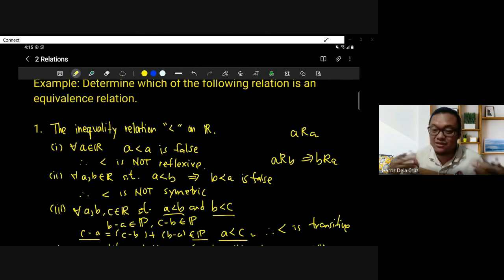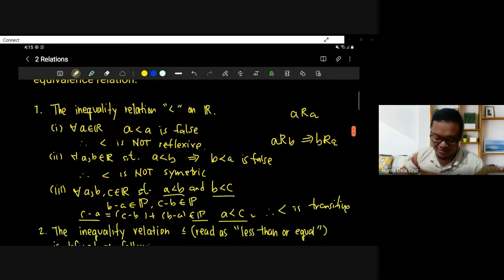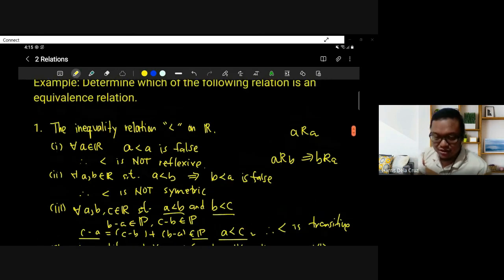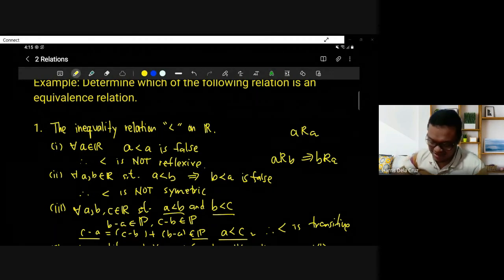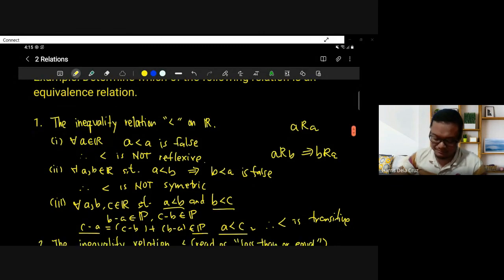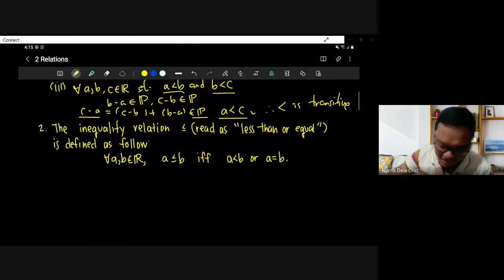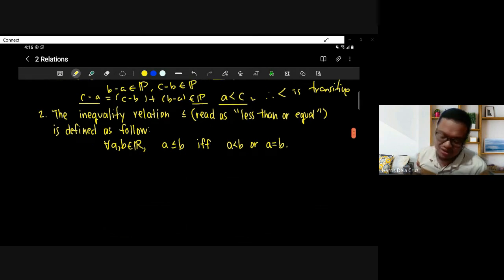Gusto ko lang i-point out, magkaroon tayo ng culture or habit of defending or arguing bakit ganun. Yan, yun yung talagang tinuturo ko sa inyo. Hindi yung masabi mo na ang A less than C, kundi paano mo nasabi na ang A less than C. Yan. You need to be able to prove your statement. Okay, okay na tayo. Another relation, inequality relation, less than or equal. Yan. So it's another form of the inequality relation, pero less than or equal.